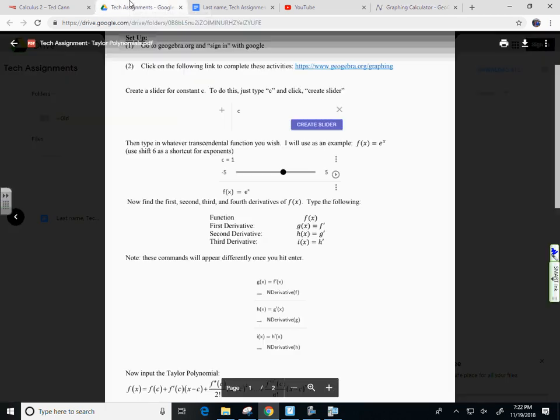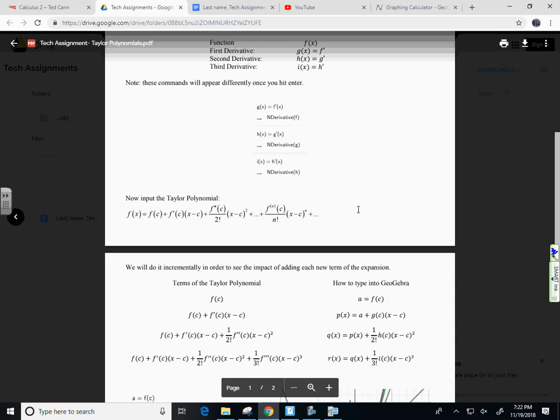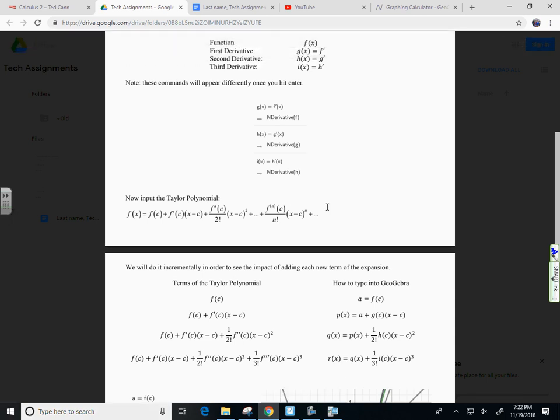Why are we doing this? Well, to torture you, obviously. This is the Taylor polynomial, or at least in its infancy. We'll expand upon this, but this is the recipe for taking a transcendental function and writing it as a polynomial function. If you follow this model, you'll be able to do that.